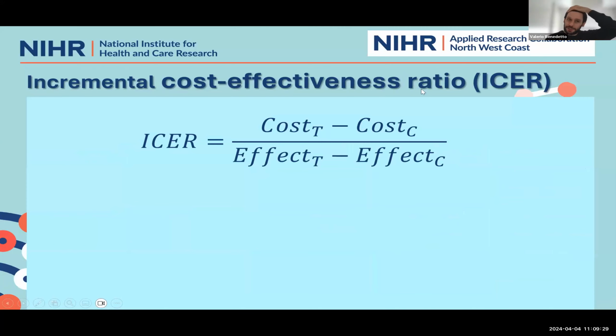Now, this is perhaps the most technical slide of today's webinar, so bear with me. You see a formula. For some of you, formulas are probably not your favorite subject, but I'm not trying to go into the mathematics of it. I just want to present to you what is probably the most common endpoint or outcome of an economic evaluation. And you will see this endpoint a lot in research articles. This is the incremental cost-effectiveness ratio.